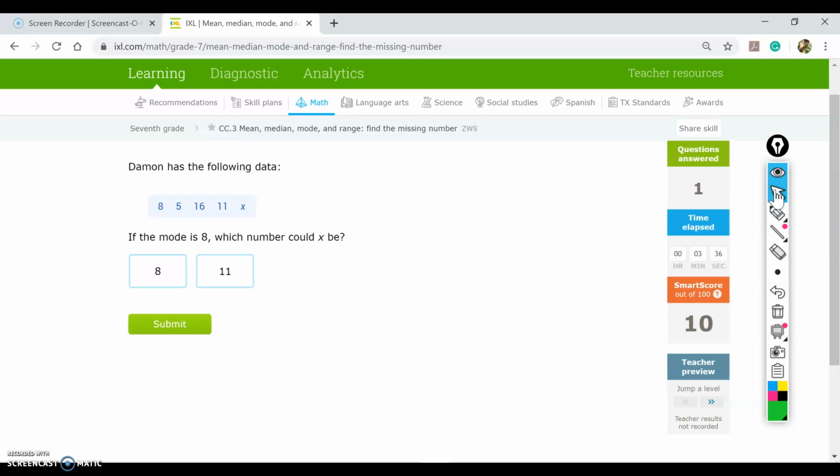So Damon has the following data, and then they give you the numbers 8, 5, 16, 11, and X right here. The question is, if the mode is 8, remember, mode is the number that repeats the most, which number could X be? So now let's put them in order, first of all, because in order to find the mode and the median, we need to have all the data in order, from lowest to highest. So if I write them in order, the first number is 5. Then I would have 8. Then I would have 11 and 16. And I don't know what number X could be.